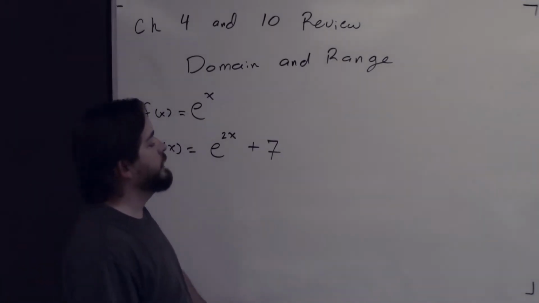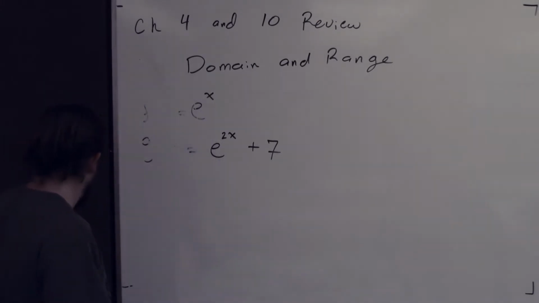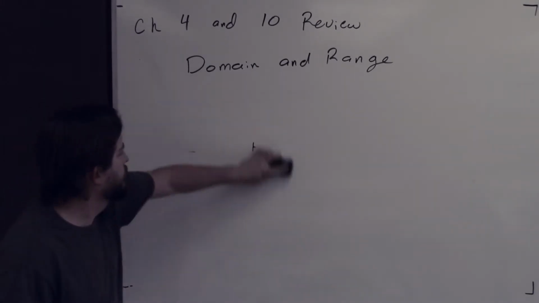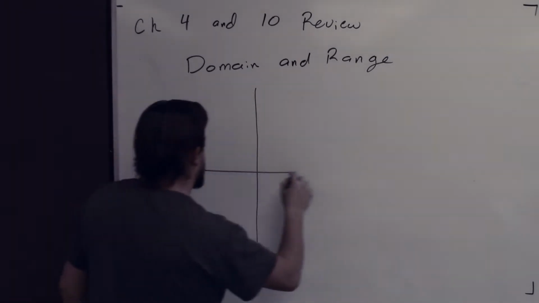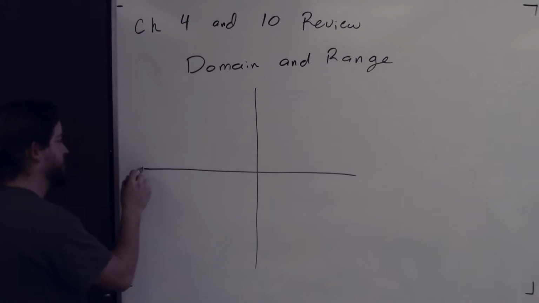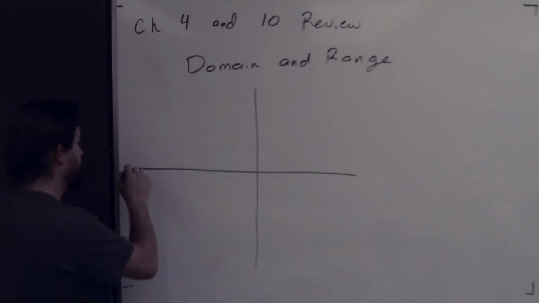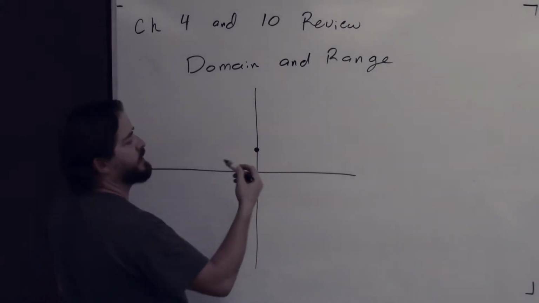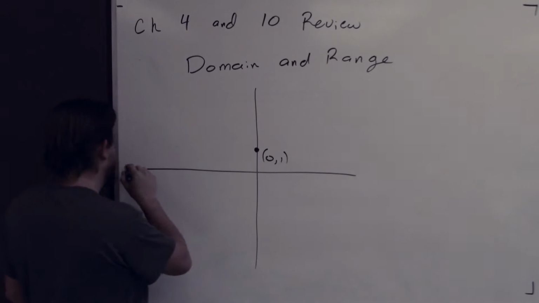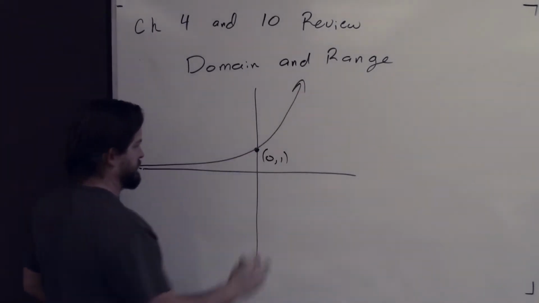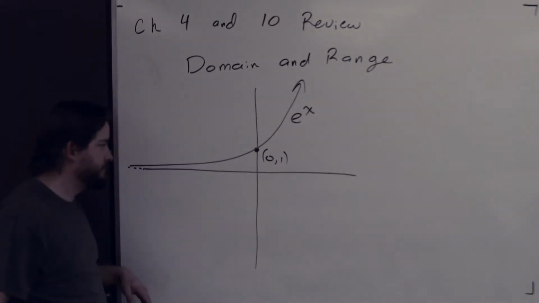You should know what e to the x looks like. You should be able to graph it. So I'm going to get rid of this for a minute, and we're just going to graph e to the x. We should know that it comes asymptotically off of the x-axis from the left, and then, unless it's been transformed some way, it goes through the point 0, 1, and then exponentially rises, right? So this is e to the x.